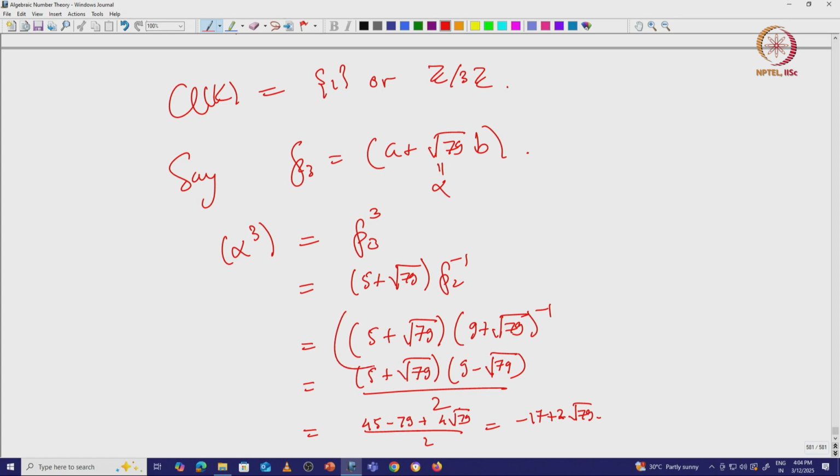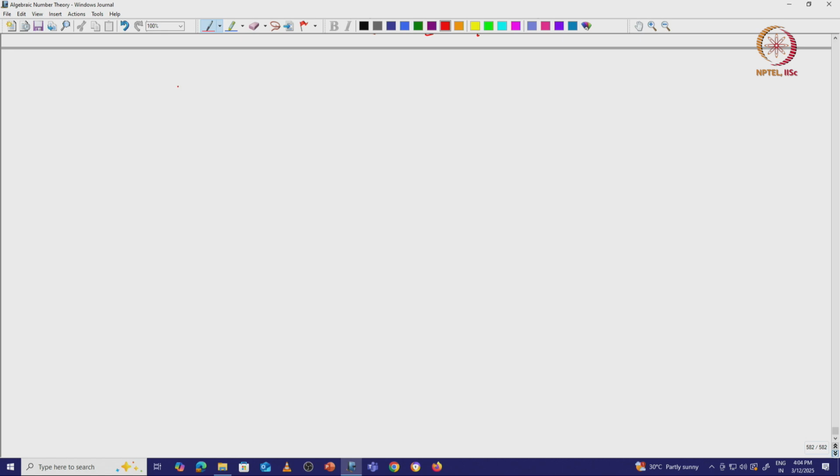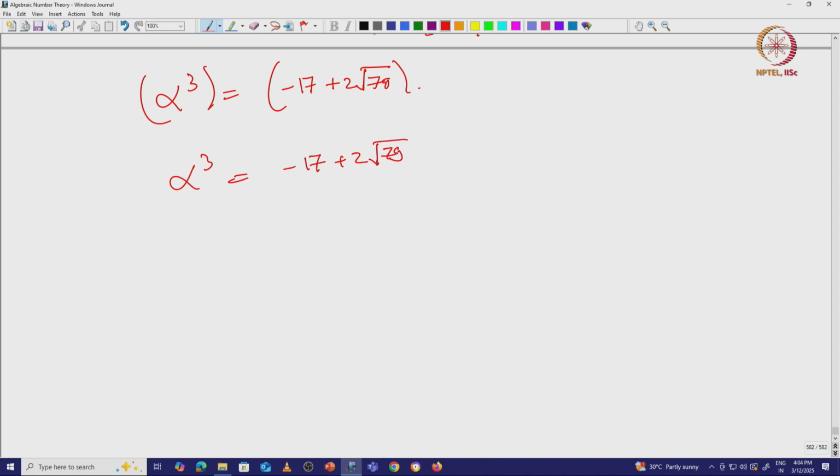Maybe I should put all this in a bracket so that I am taking the ideal generated by these. So, I get alpha cubed is equal to the ideal generated by minus 17 plus 2 square root of 79. So, alpha cubed is minus 17 plus 2 square root of 79 times u for u in OK cross.